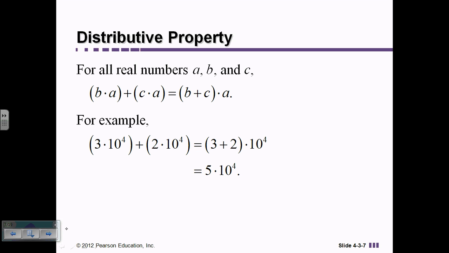So for all real numbers A, B, and C, B times A plus C times A equals B plus C times A. And what we're doing here is the distributive property, or the factoring, if you want to think of it that way. I have A in both parts, so I take the A out, and I'm left with B plus C. So this is one of the basic factorings, also called the distributive property.